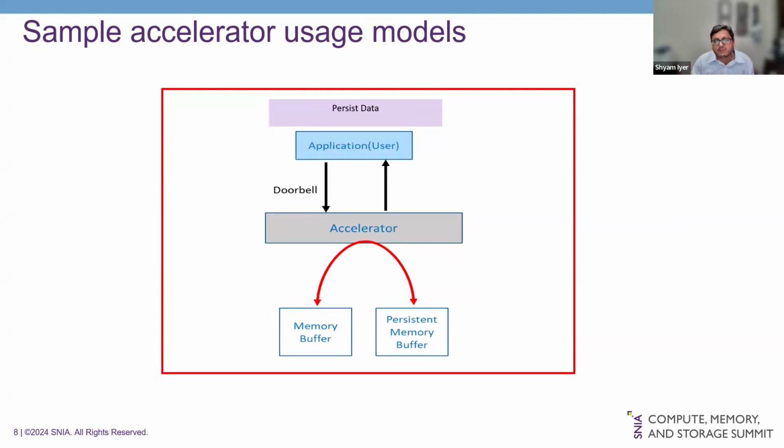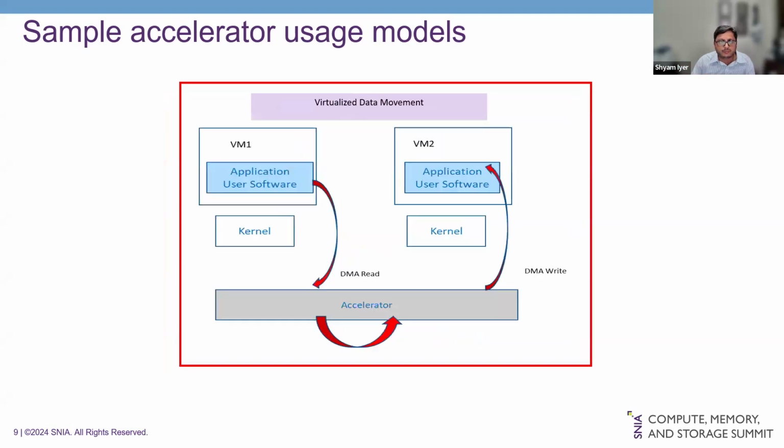Another example is if you wanted to persist the data and make sure that the data is moved from the volatile memory buffer to a persistent memory buffer, or if you wanted to bring back the data to perform computation on it, and you wanted to move it back from the persistent memory buffer to a volatile memory buffer, an accelerator can be very useful. SDXI plays a role here.